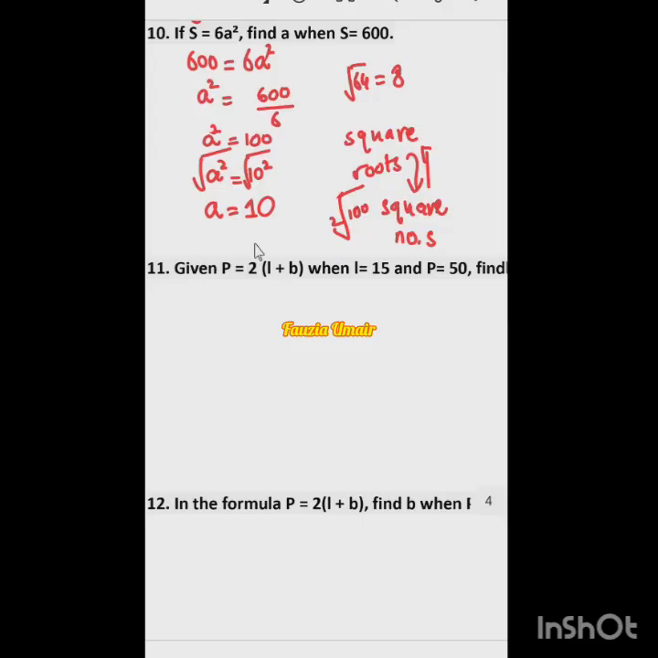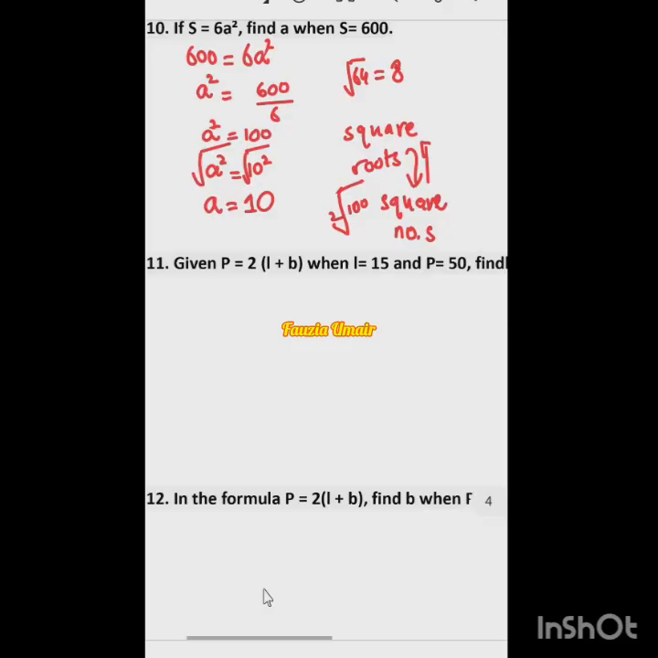So this was 2L plus 2B. Remember that? This is that formula. So we know the length and we know the perimeter. Can we find the breadth from here? We can find B, the breadth, from here. So first step is just put the values. In place of P, you should write 50 is equal to 2 multiplied by L is 15 plus B.